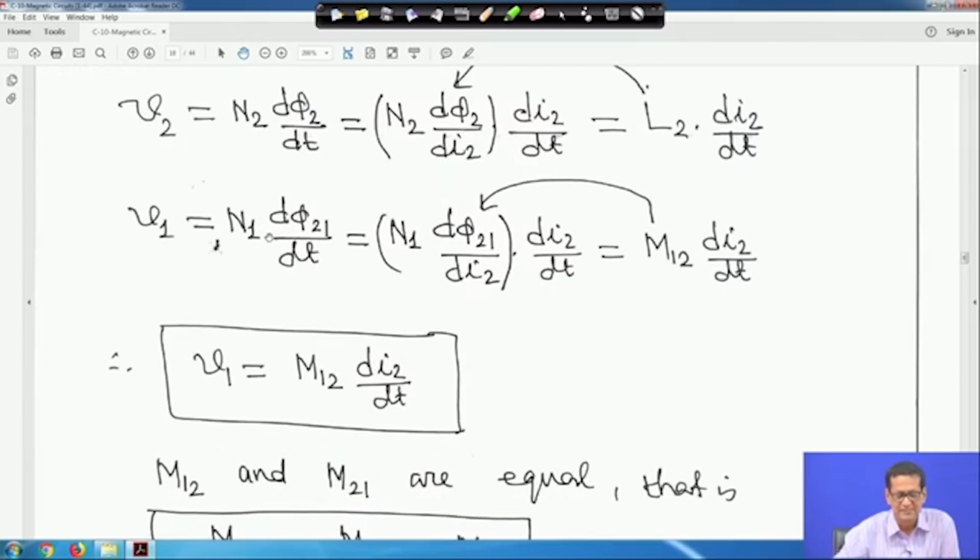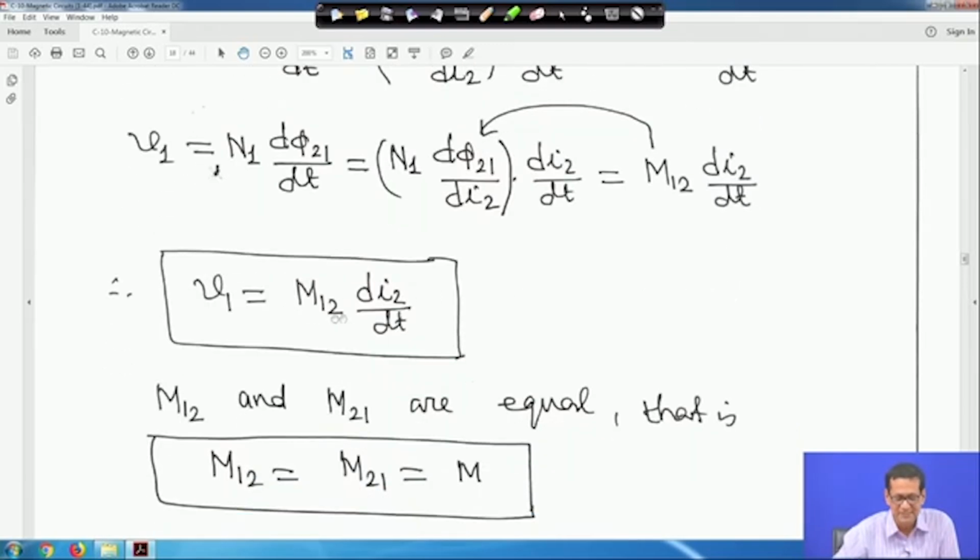And V1 is the induced voltage due to the flux linking coil 1 due to the current in coil 2. So V1 is equal to N1 d phi 2 1 upon dt, which is equal to N1 d phi 2 1 upon di2 into di2 by dt. This is again the chain rule. This part is called M12, into di2 upon dt. Therefore, V1 is equal to M12 di2 upon dt, right.